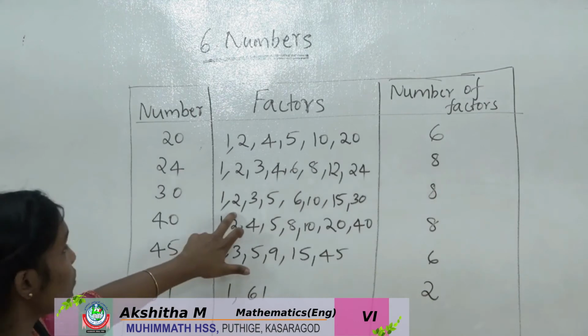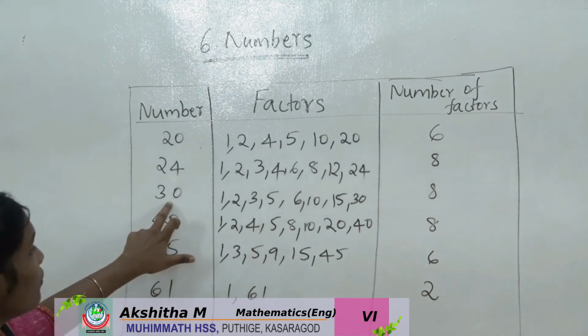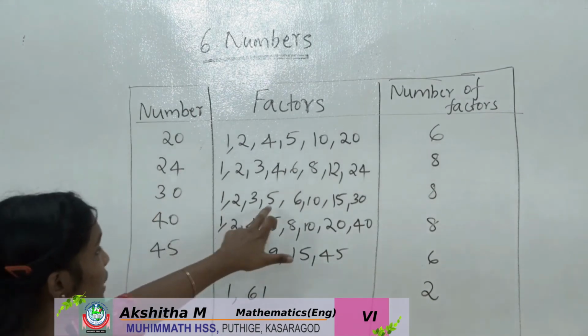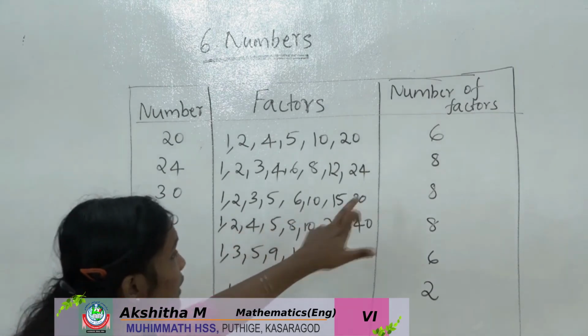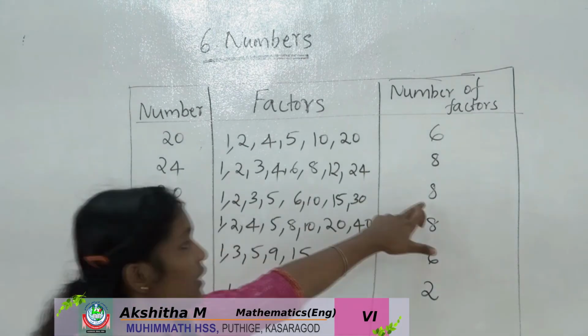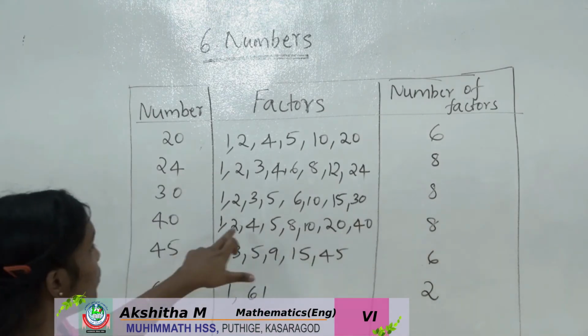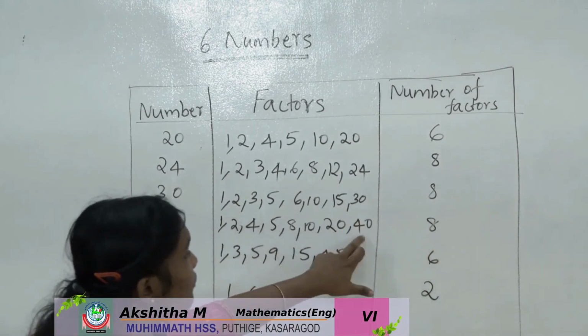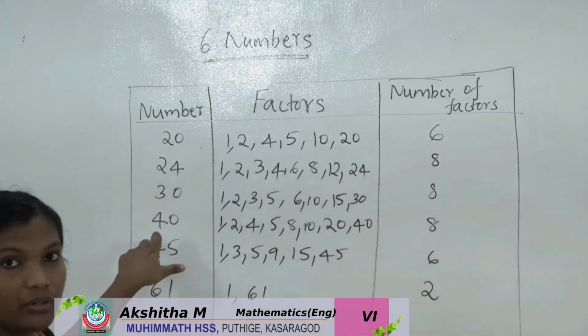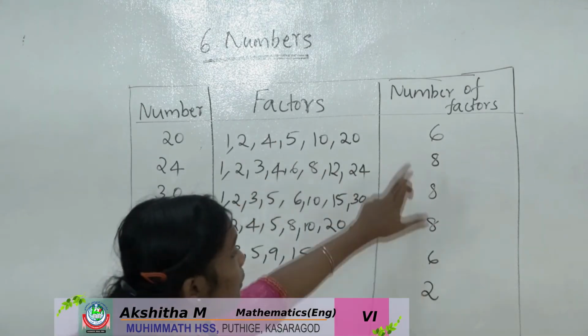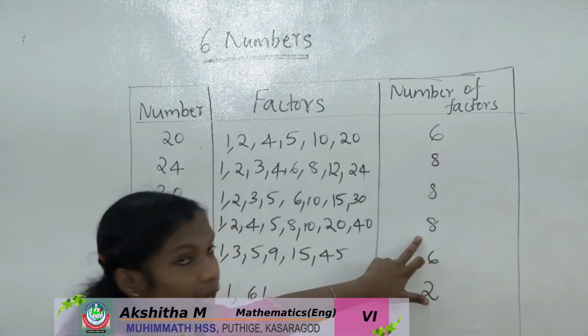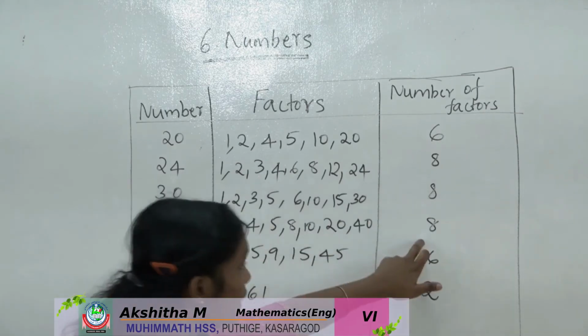And look at the next one, factors of 30: 1, 2, 3, 5, 6, 10, 15, 30. So the total number of factors here is 8. And the next one, 40: 1, 2, 4, 5, 8, 10, 20, 40 are the factors of 40. So the total number of factors here is 8.